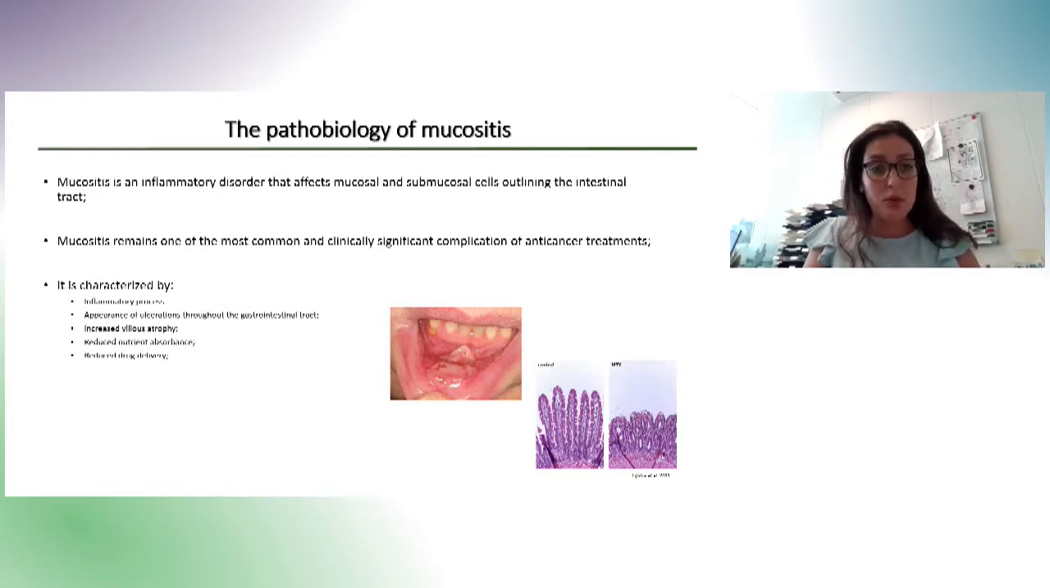Mucositis is characterized by the appearance of ulcerations throughout the gastrointestinal tract, and also by villous atrophy. As you can see here in this figure, there is a significant reduction in the intestinal villi, and this has, of course, consequences such as reduced nutrient absorption and drug delivery. So as you can see, it's a quite debilitating side effect in cancer patients.